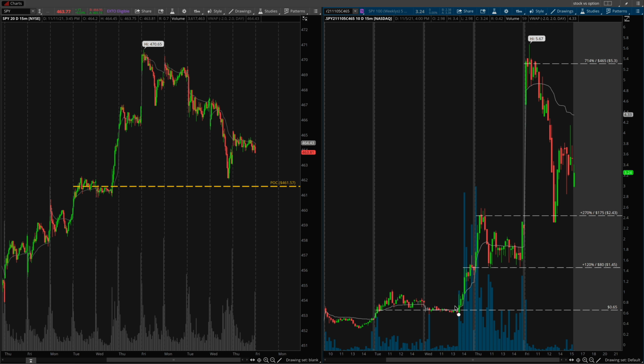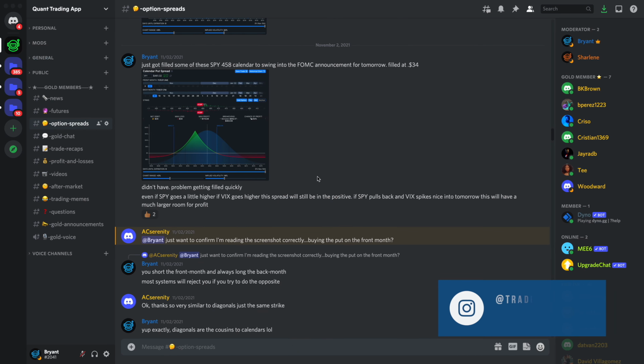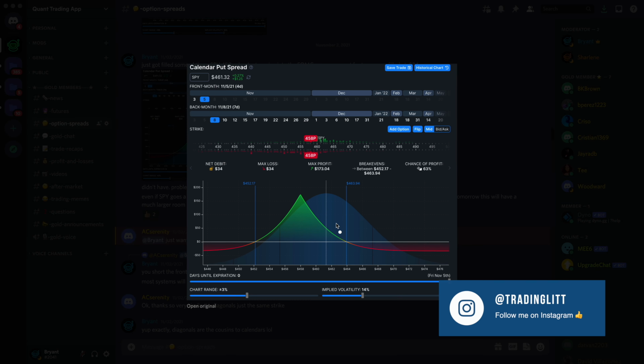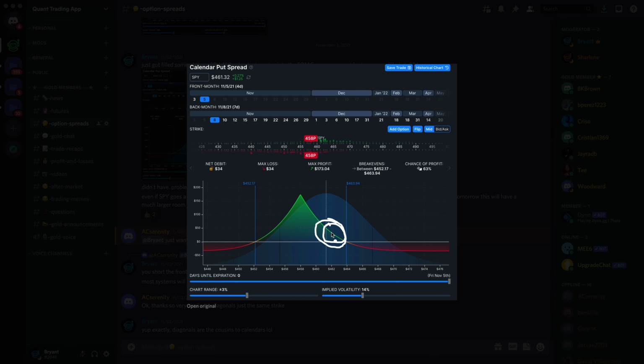And if the market, as we started with, did not end up going anywhere and it just stayed around here, you would have still made money because the calendar's room for profitability was all the way up to here. So anything within this range means you still would have been profitable, but we did expect there to be volatility because we knew there was a catalyst coming up.